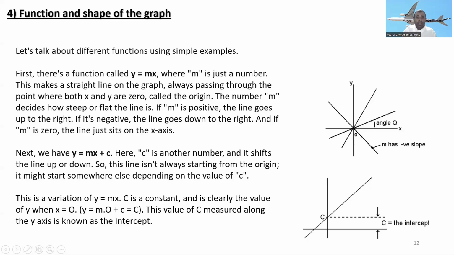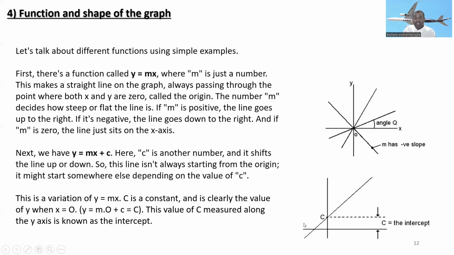So now next we have y equals mx plus c, this graph, okay? Y equals mx plus c graph. You can see this graph. So c is another number. This formula, y equals mx plus c, so m is a number and c is also another number.